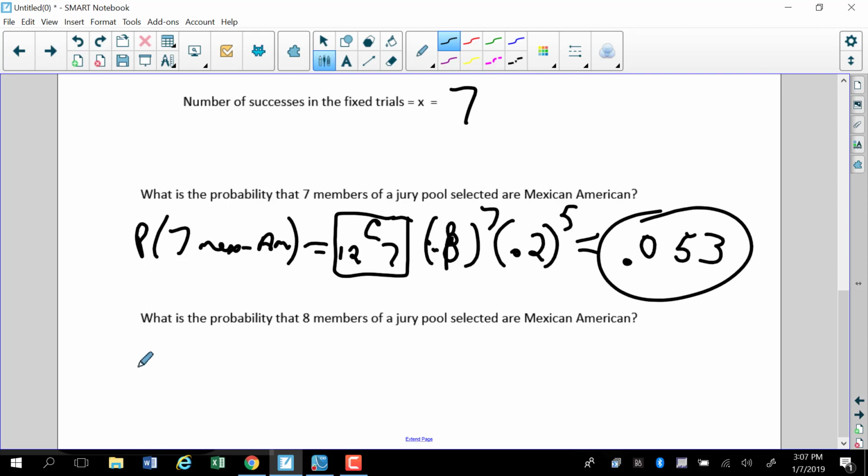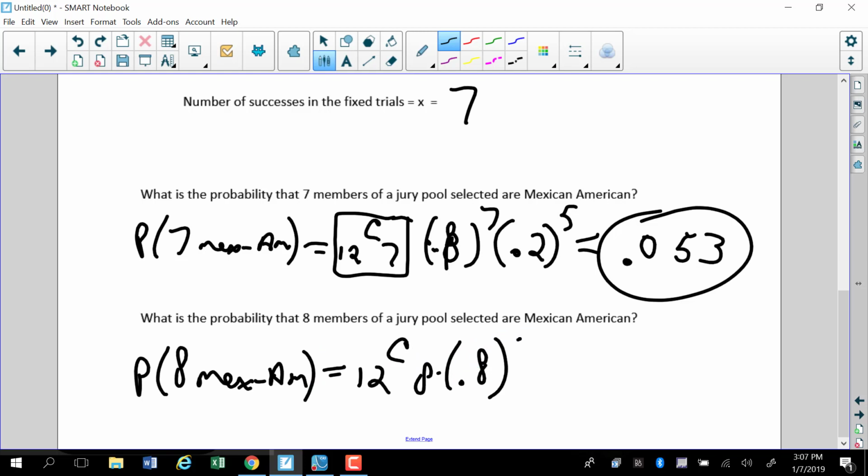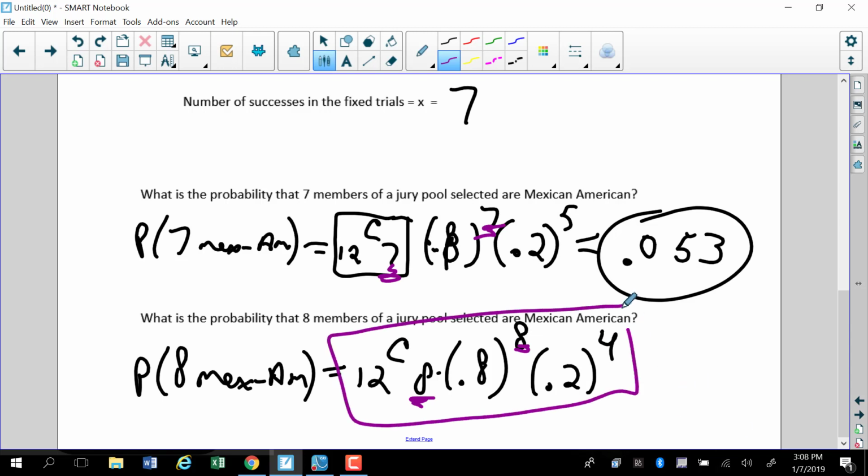What's the probability that 8 would be on the jury pool? 8 Mexican Americans? Well, that's just going to be 12C8. And now we have 8 Mexican Americans, so we're going to put 8 there with the Mexican Americans, and we are only going to have 4 that are non-Mexican Americans. It's important to note that these two numbers here, the 7 and 5, always have to add up to the 12. This plus this has to equal this. And this number here is always going to go there. So you notice the 8 here and the 8 here, and then this is going to be what's left over. I'll leave this up to you to put on the calculator to get a percent, but you can just leave it this way if you'd like.